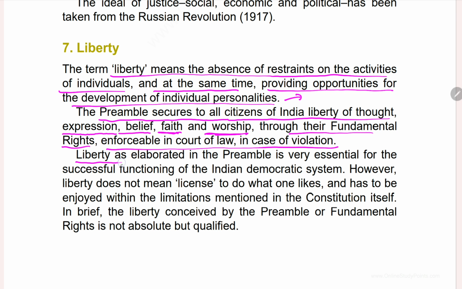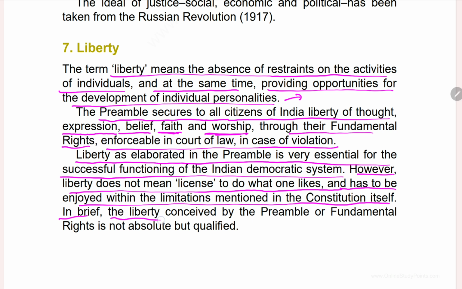So liberty, as elaborated in the preamble, is very essential for the successful functioning of the Indian democratic system. However, liberty does not mean license to do what one likes, as I have already discussed recently, that you cannot kill anyone, you cannot do whatever you want, and it has to be enjoyed within the limitation mentioned in the Constitution itself. So in brief, we can say that the liberty conceived by the preamble or fundamental rights is not absolute but qualified.